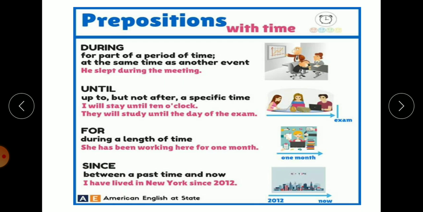Since is used between the past time and now, when the time period is specified, right? Like since, past or present. Means past से वो चीज़ continue हुई है and till now, if that thing is happening, then that period between the past time and now is shown by using preposition since. Like I have lived in New York since 2012. That is 2012 is the past time and till now I am living. So that is between the past time and now we are using since. I have lived in New York since 2012. Right? So I hope it's clear.